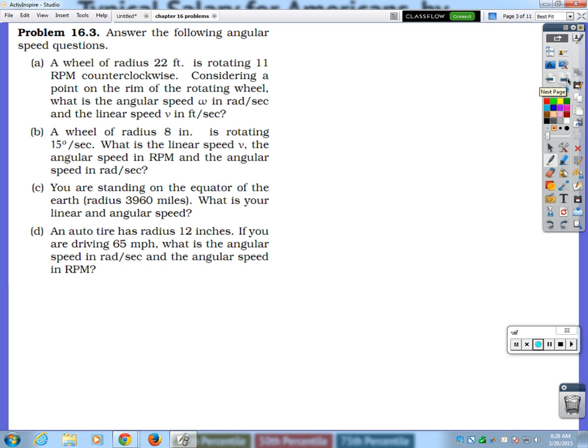A 22-foot wheel is rotating 11 rotations per minute counterclockwise. Considering a point on the rim of the rotating wheel, what is the angular speed and the linear speed? Which one would you like to do? Let's do the angular speed.